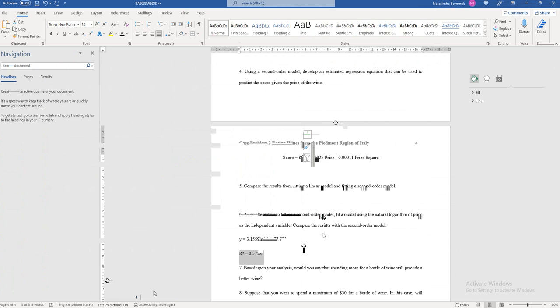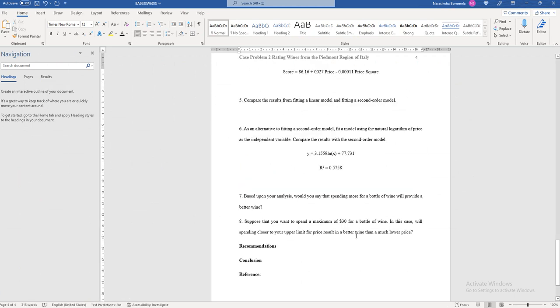Okay, so we say that this has a higher predictive value. When we try to predict using the logarithmic model, it has the possibility of predicting highly accurate values. Okay, it means when you give the price of the wine bottle, predicting the accurate score that the wine bottle will get is highly possible.